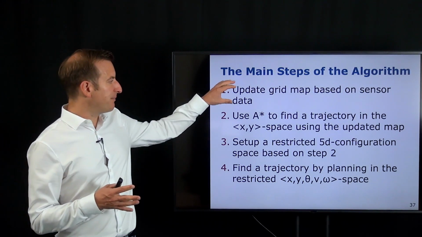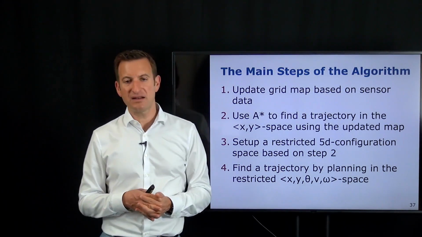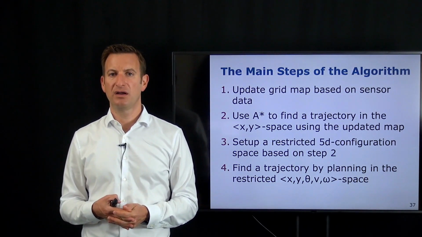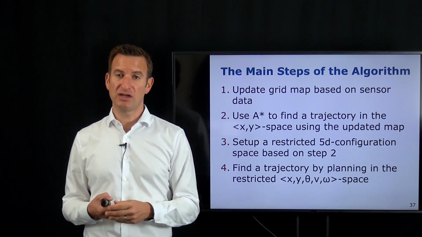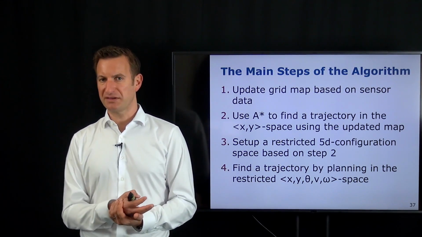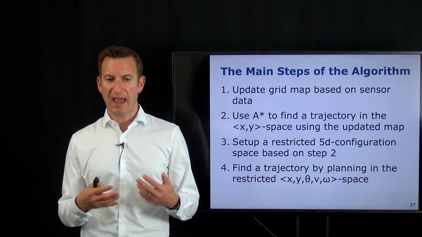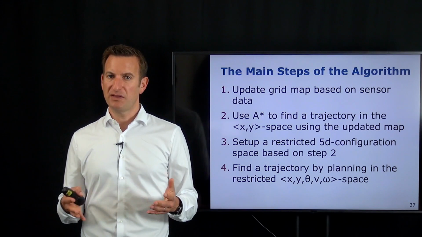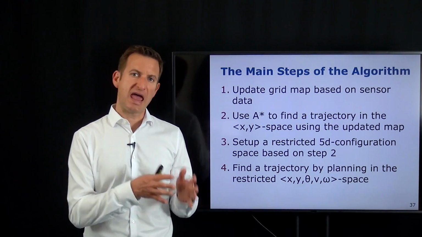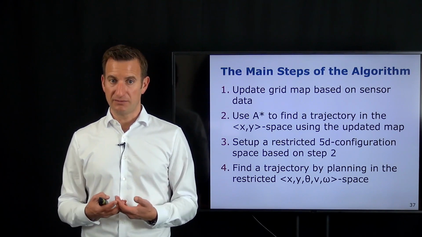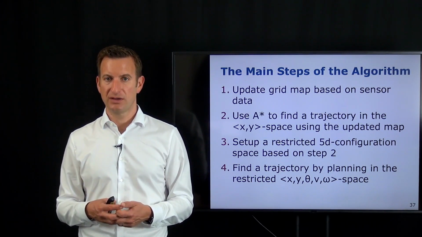Okay, then we have that updated grid map, and what we then do is plan in 2D a path with A star that finds a 2D trajectory from our current location to the goal location. Basically what we have done before. We execute this and get this 2D path. And the problem is this path only exists in 2D. It only has x and y information, and doesn't take further information like velocity or heading into account.